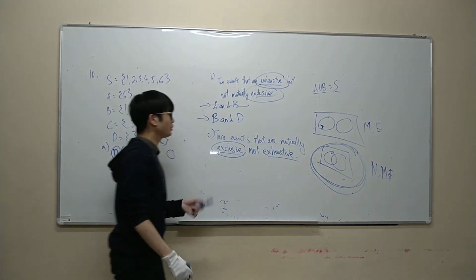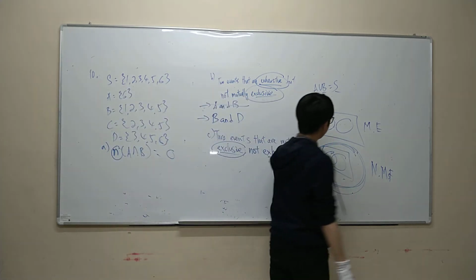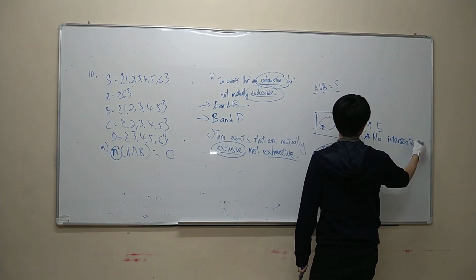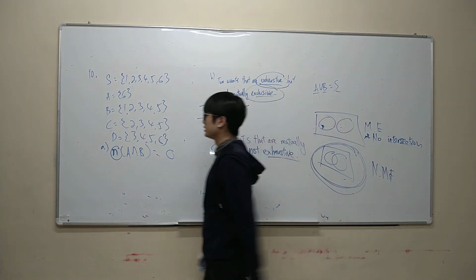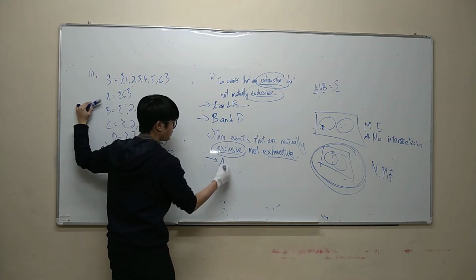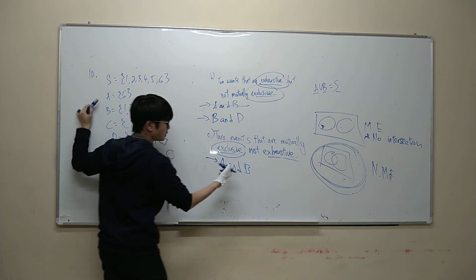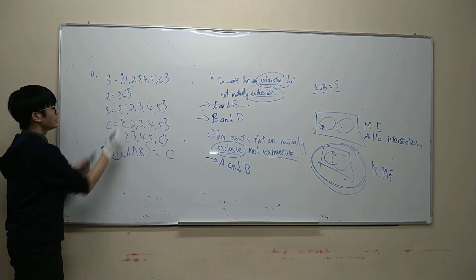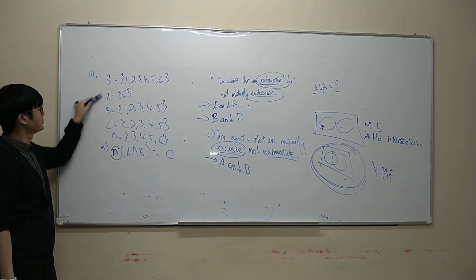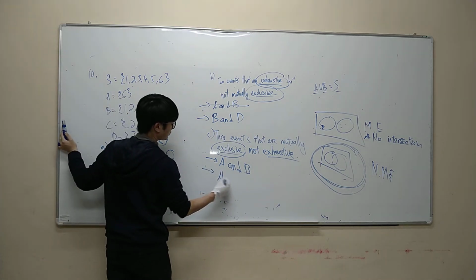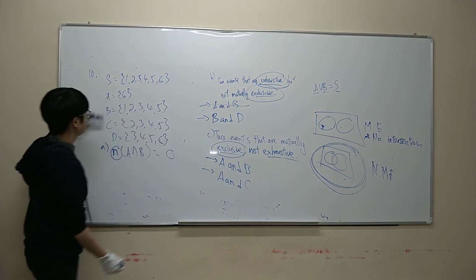So what's mutually exclusive? Separate means no intersection. So let's start with A and B. Do they have intersection? No intersection. So yes, A and B are mutually exclusive. So this is one of the possibilities, right? Mutually exclusive. Next, A and C. Do they have intersection? No intersection also. So this is also one of the possibilities, right? A and C no intersection.